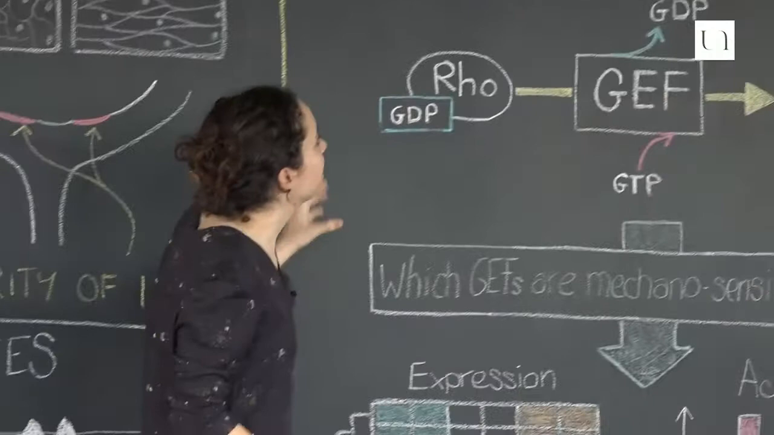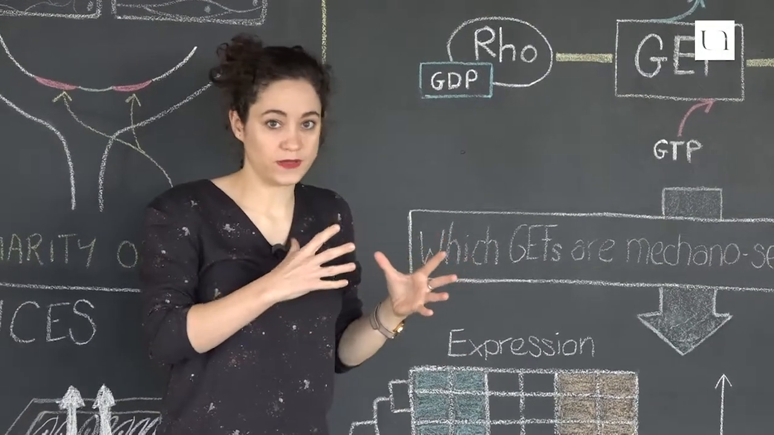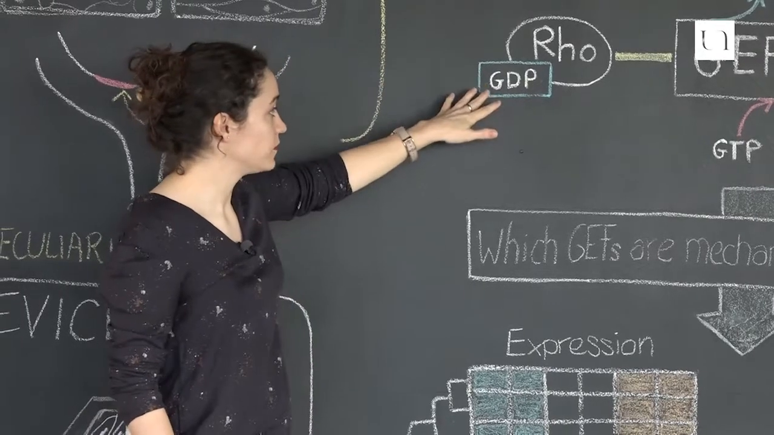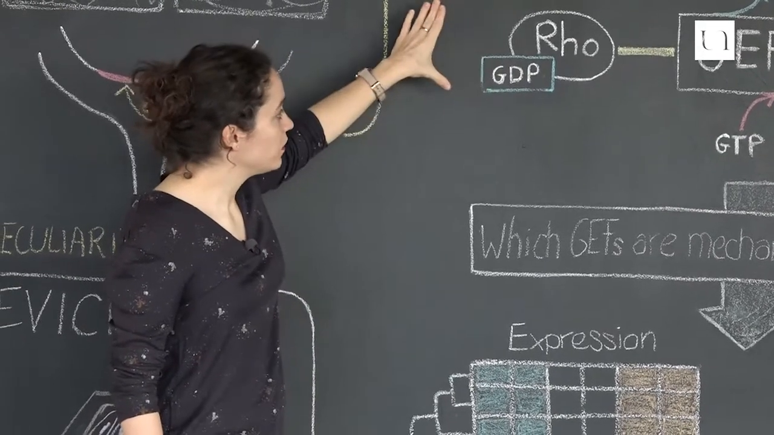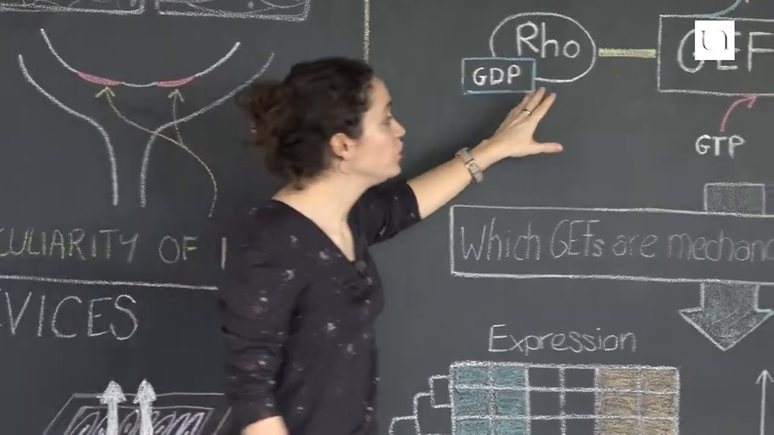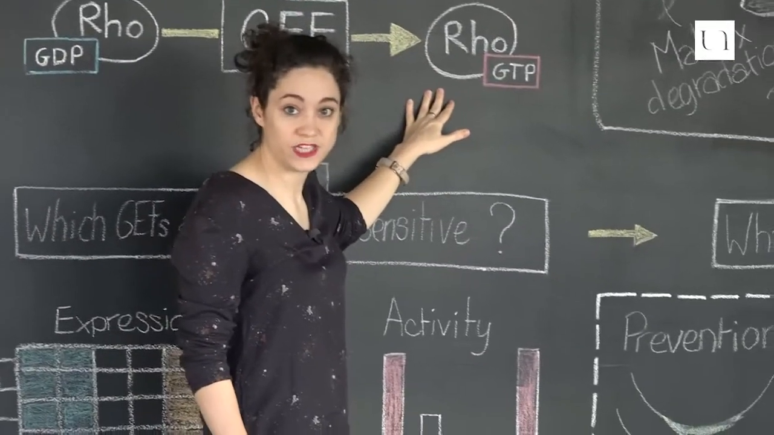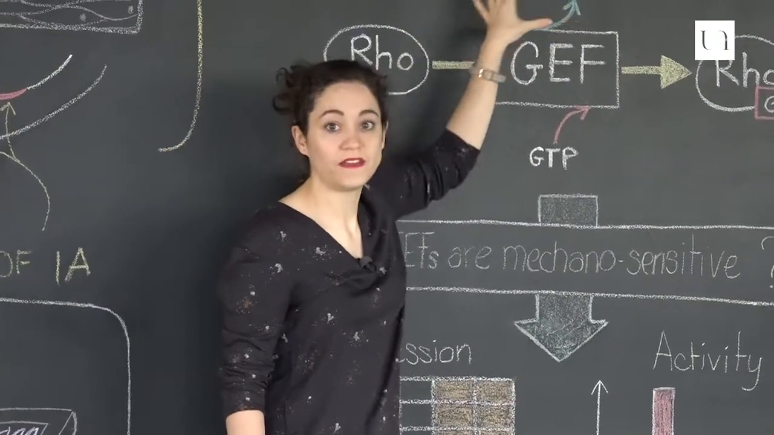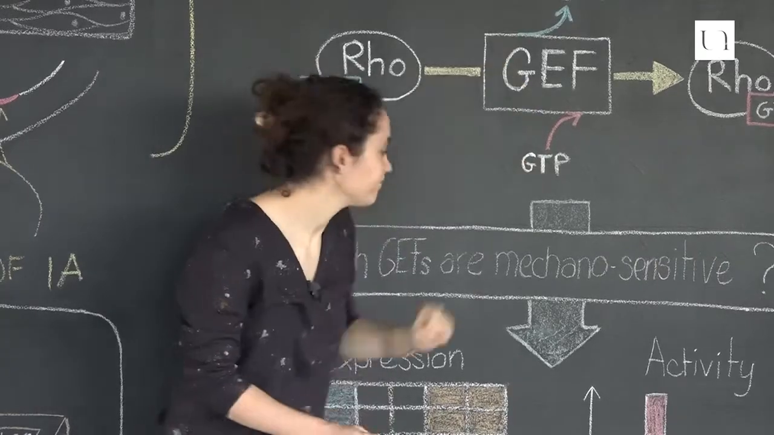signal. And this cytoskeletal rearrangement is under the control of small G proteins, the Rho proteins, that go from an inactive form associated with GDP to an active form associated with GTP, thanks to the guanine exchange factors, a big family of proteins, the GEFs.